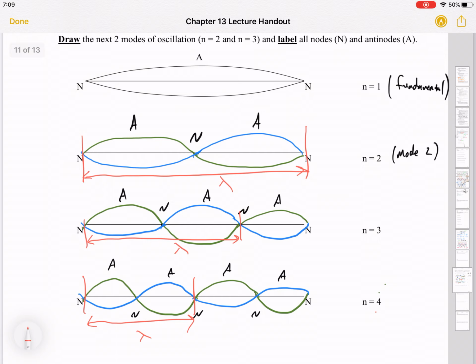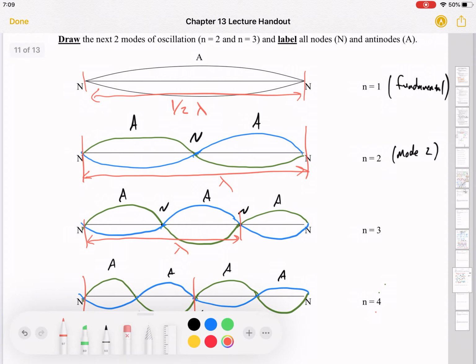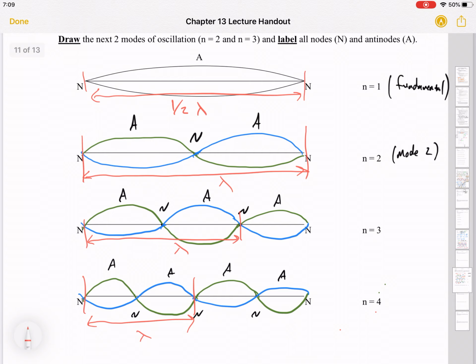Okay, so can we come up with a mathematical expression? Well, I hope that you can see that for the fundamental mode up here, that's only a half of a wavelength. And if all of these strings are length L, then for the top mode, L equals a half wavelength. Or I can turn that around and solve for wavelength. Wavelength must be 2L.